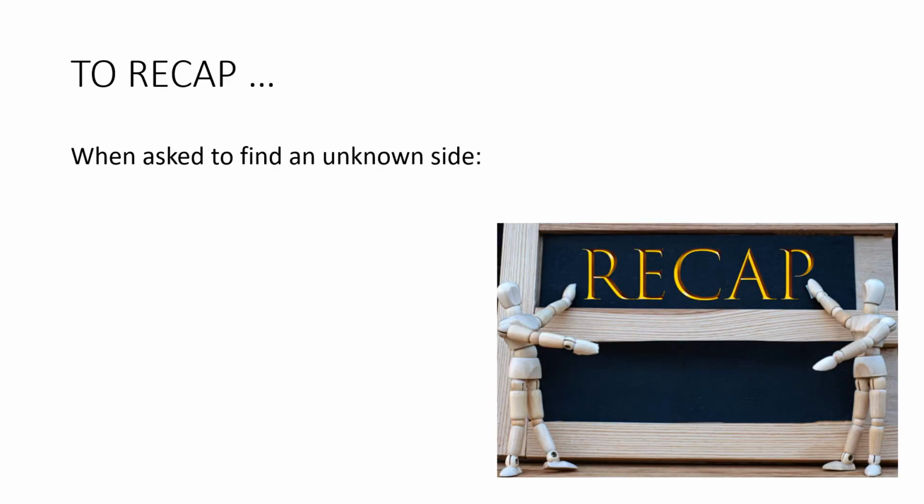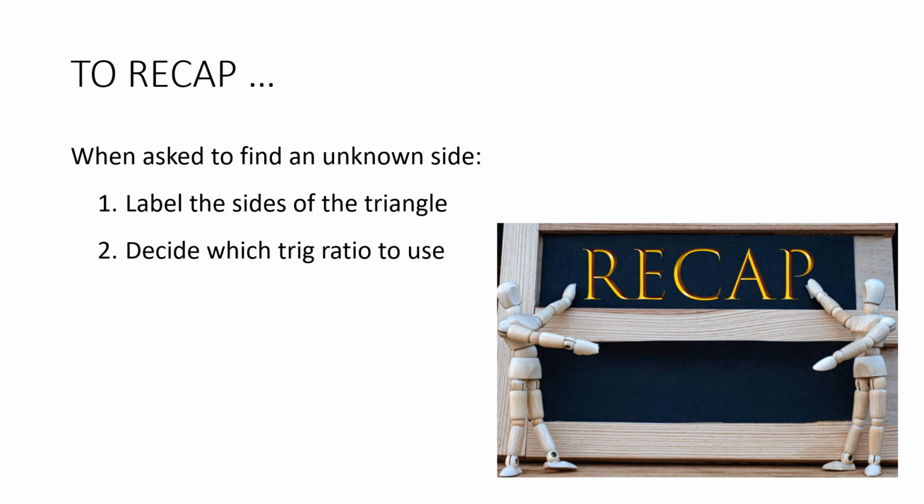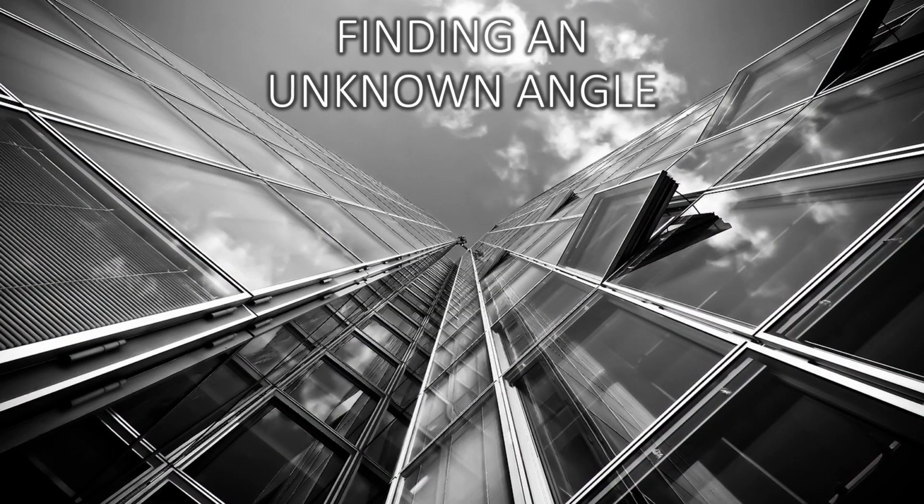So let's recap. When asked to find an unknown side, firstly we label the sides of the triangle, and we use that to decide which trig ratio we're going to use. Then we write an equation, and then we solve the equation. Okay, that's the end of this lesson. In our next lesson, we'll learn how to find an unknown angle in a right-angled triangle.